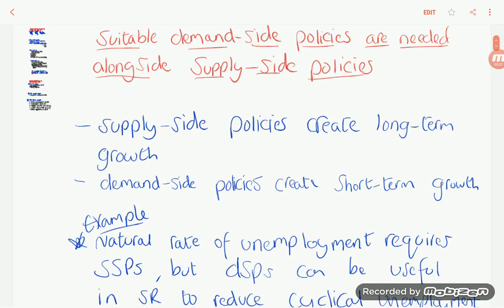Suitable demand-side policies are needed alongside supply-side policies. Supply-side policies aim to make an economy more able to supply products, but for maximum benefit, there needs to be demand for those products. This means appropriate demand-side policies are also necessary. Nowadays, supply-side and demand-side policies are often used together, but to achieve different aims. That is, supply-side policies create long-term economic growth, whilst demand-side policies stabilise the economy in the short term.